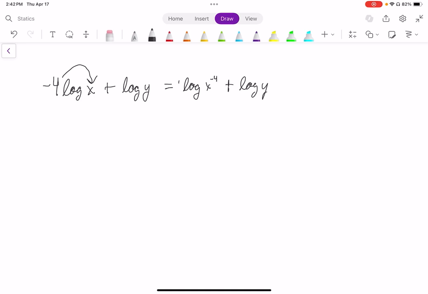Now that both of these have a plus sign, I can write them as a product. So this is going to be equal to log x to the -4th times y. Lastly, since we have a negative exponent, I'm going to rewrite this as log 1 over x to the 4th times y, which is simply log y over x to the 4th.